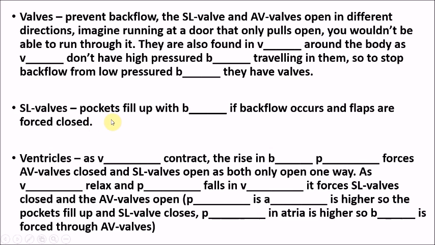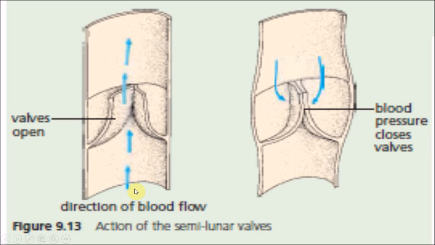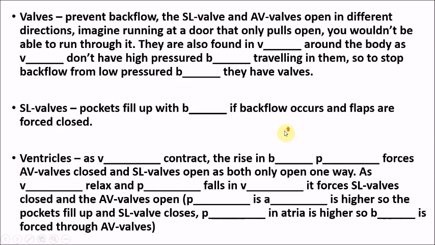So semilunar valves have pockets which basically fill up with blood. As the blood forces through here, you can see it push the little flaps open. But when the blood tries to go in the wrong direction, like it's illustrated here, the flaps are pushed closed and it fills up these little pockets with blood here. This is very similar to in the veins as well. Veins and semilunar valves are very, very similar.